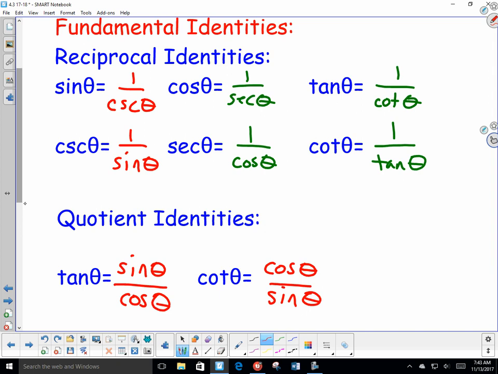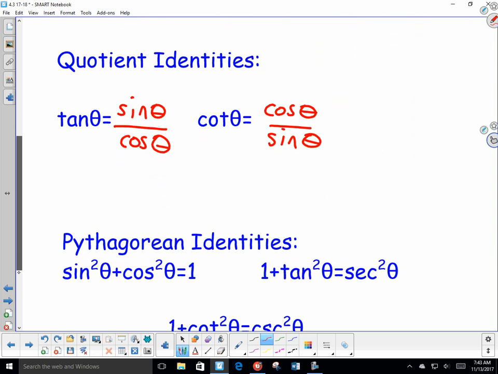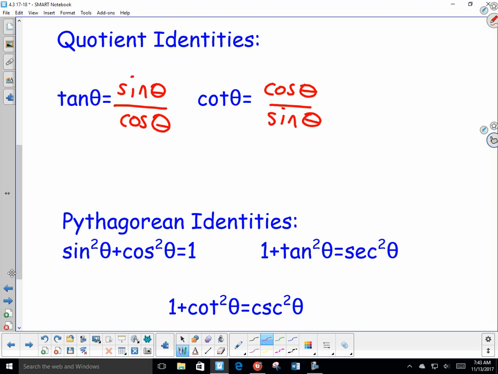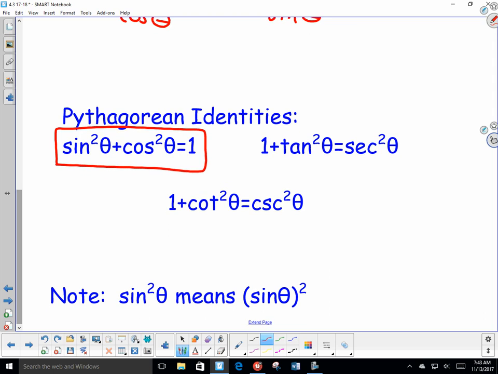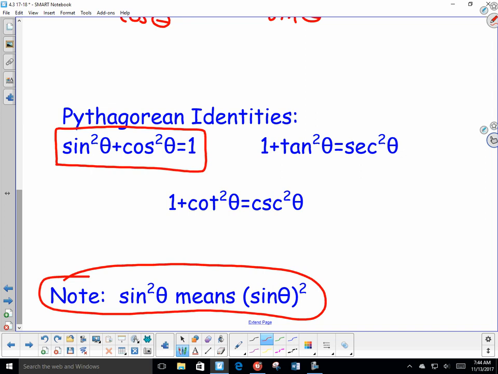All right, we have 3 more fundamental identities to learn. So we've had the reciprocal identities, we've had the quotient identities, and the last 3 are considered Pythagorean identities, and they look like this. The first one is sine squared theta plus cosine squared theta is always going to be equal to 1. And when we write sine with a little 2 like that, that really means sine of theta quantity squared. But mathematicians don't write sine of theta in parentheses and put squared on the outside like this.